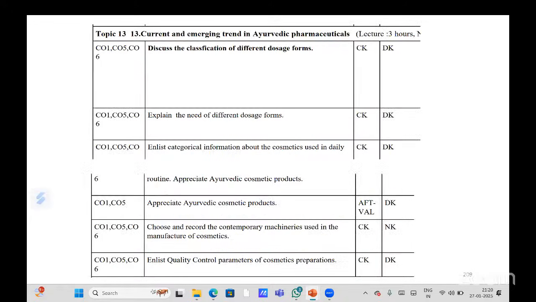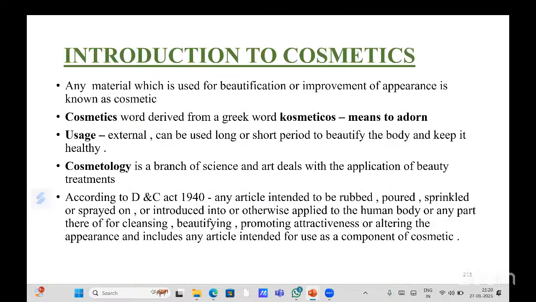Introduction to cosmetics. Any material which is used for the beautification or improvement of appearance is known as cosmetics. The word cosmetics is derived from a Greek word, cosmetikos, which means adorn. Usage is external, can be used for a long or short period to beautify the body and keep it healthy. It deals with the application of beauty treatments.